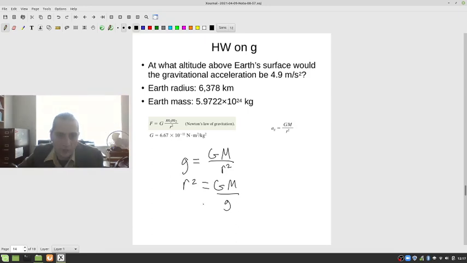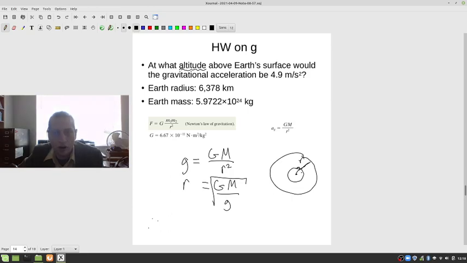And then we can take the square root of both sides. And there you go. So your R is going to give you some number. And if you wanted to just find the altitude, think about the Earth is down here. There's the surface of the Earth. And then you are somewhere above that height. And so this is giving you your R. But they're asking you for the altitude, which is kind of like that distance.